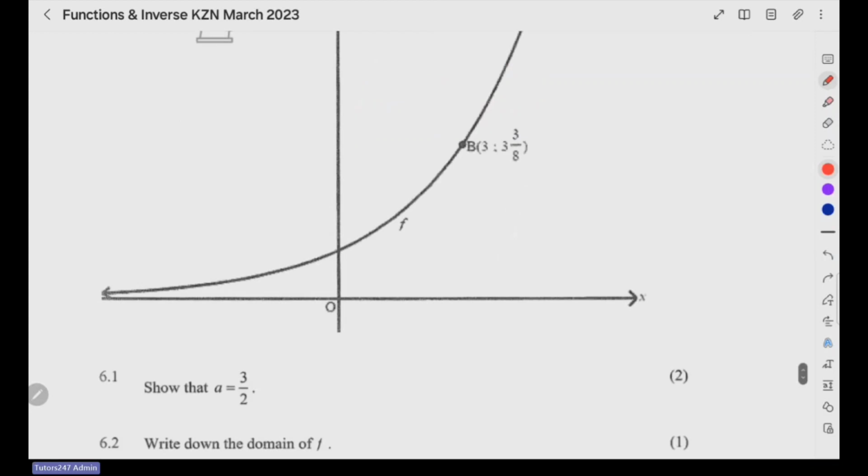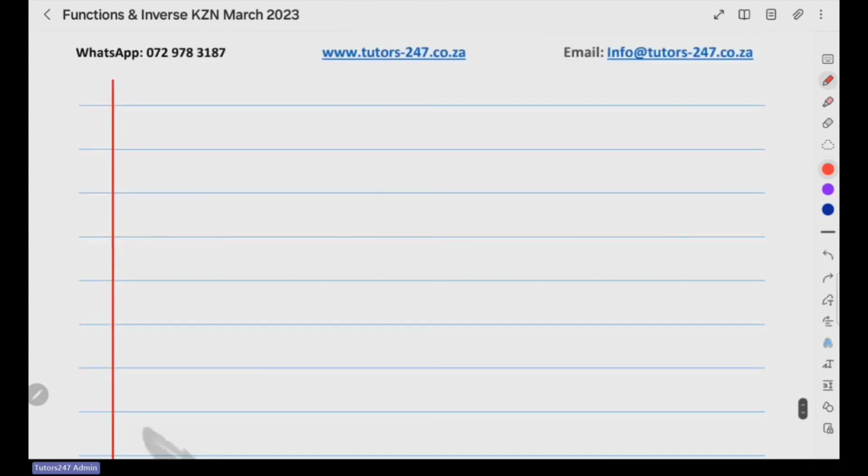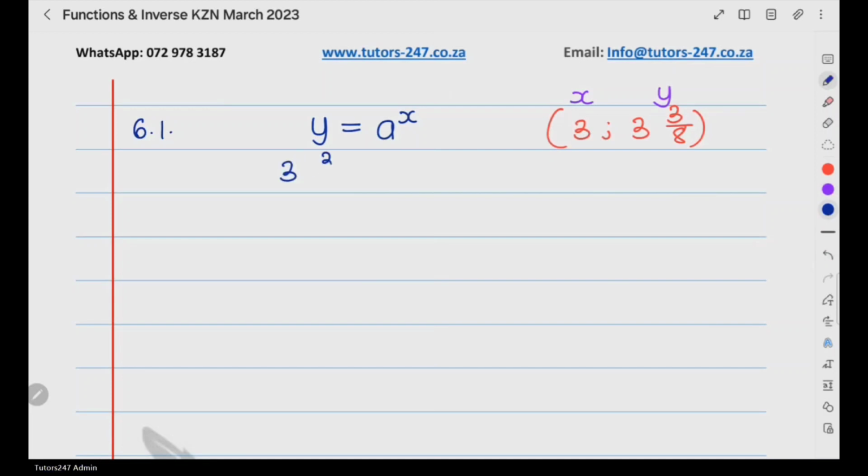So this is question 6.1. We need to find the value of a. And we are given the function y equals a to the power x. And we have the coordinate (3; 3 3/8). All we are going to do is substitute. Take note that this is the x value and this is the y value. So 3 3/8 equals a to the power 3.